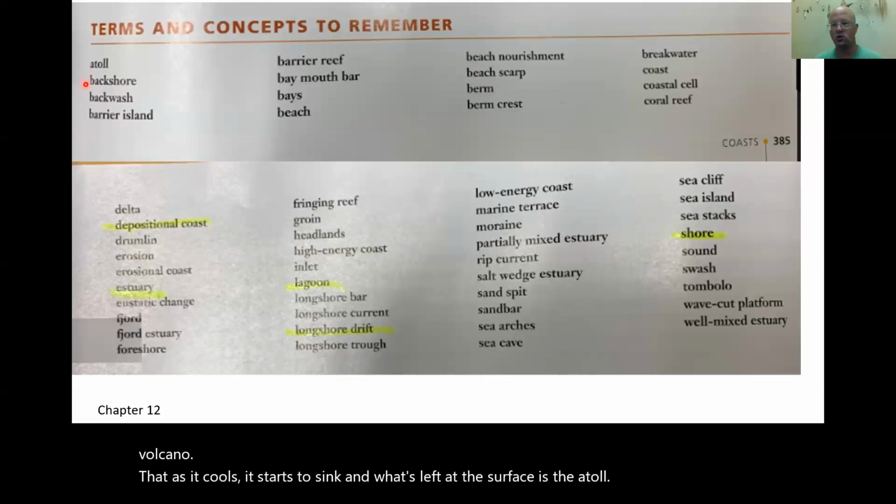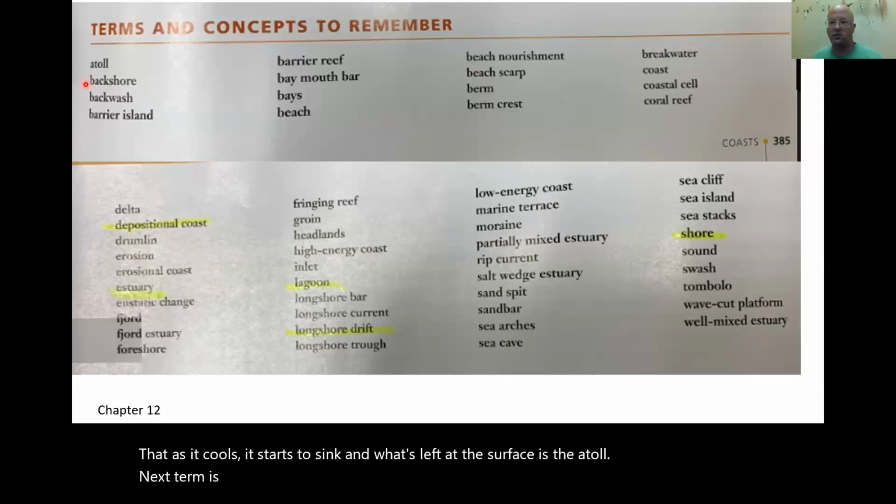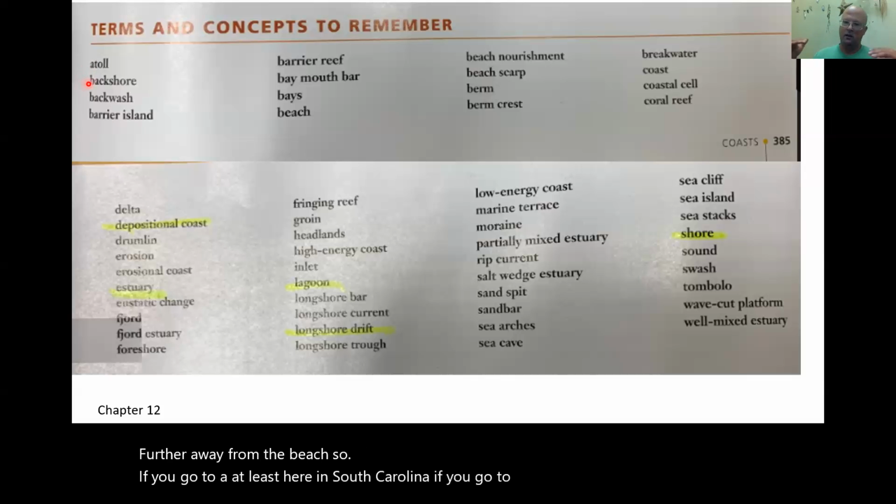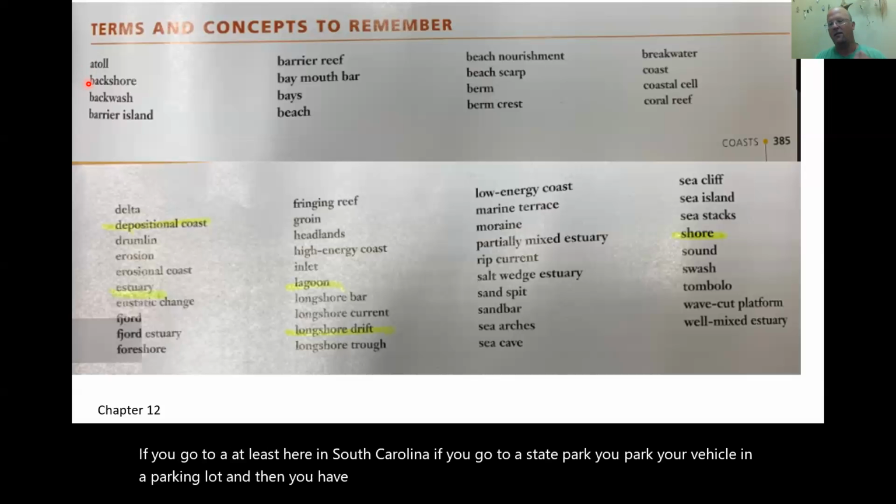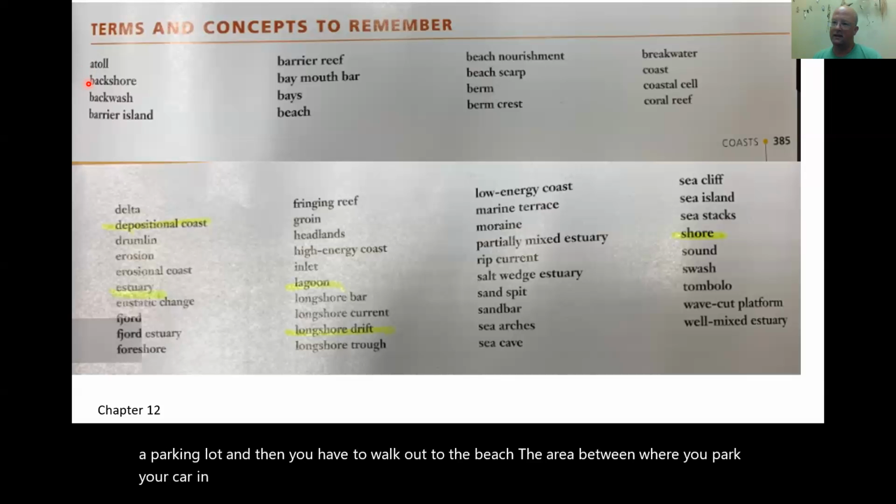Next term is backshore. This just refers to the shore further away from the beach. So, at least here in South Carolina, if you go to a state park, you park your vehicle in a parking lot and then you have to walk out to the beach. The area between where you park your car and the actual beach is the backshore, right? So it's the part that's separate from the ocean.